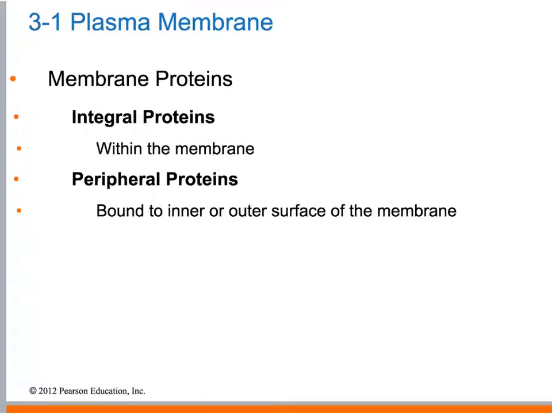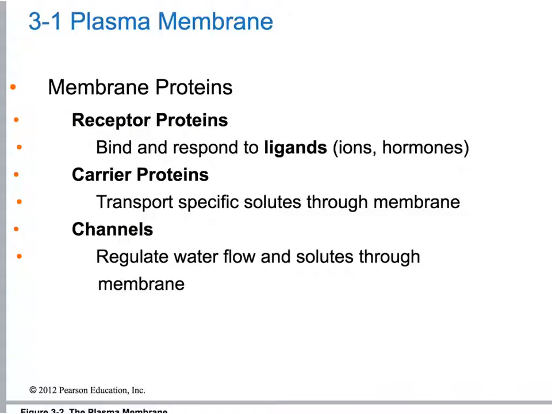Within the plasma membrane, there are also membrane proteins. This is very important. There's integral proteins within the membrane and peripheral proteins bound to the inner or outer surface of the membrane. There are also receptor proteins that bind and respond to ligands, ions, or hormones. There are carrier proteins, and what they do is they transport specific solutes through the membrane, and then there's protein channels, and they regulate water flow and solutes through the membrane.